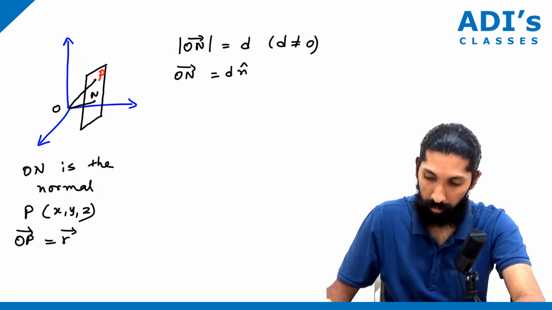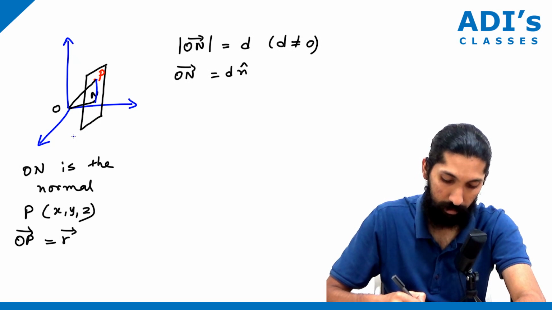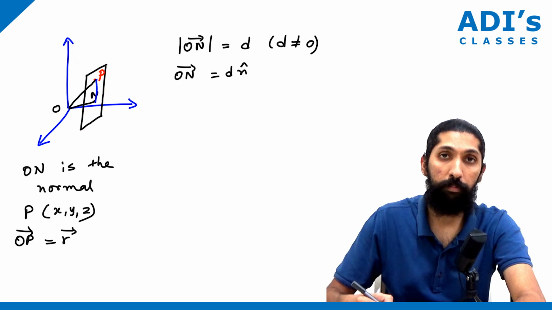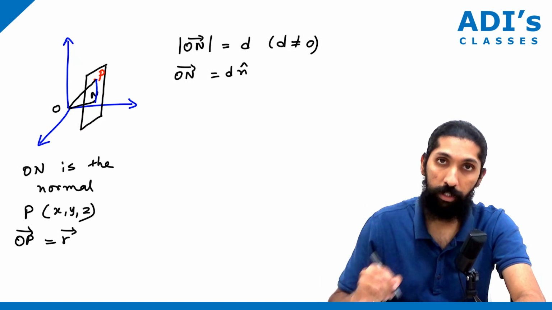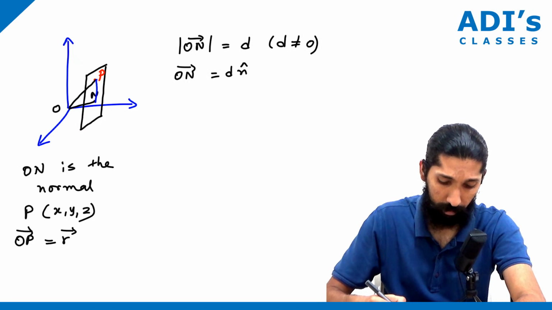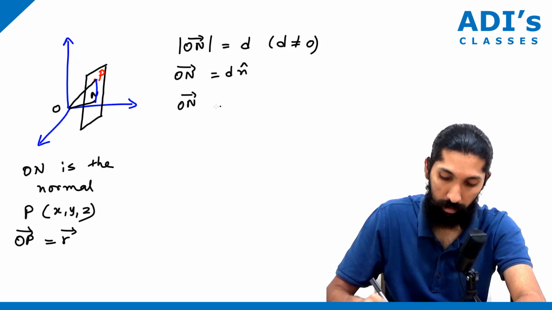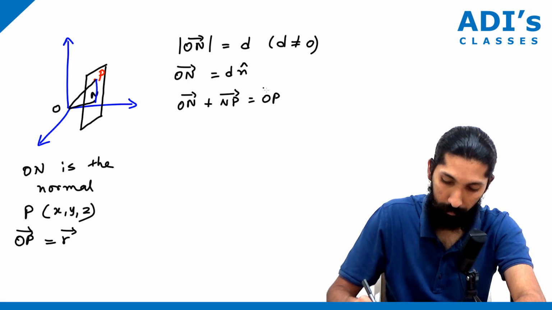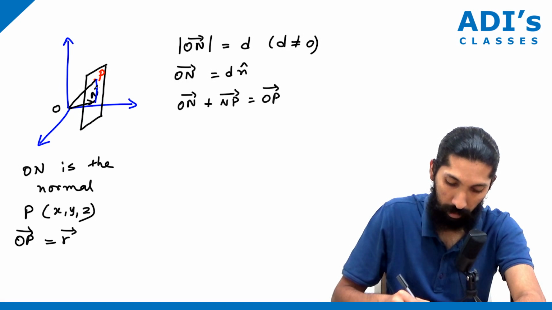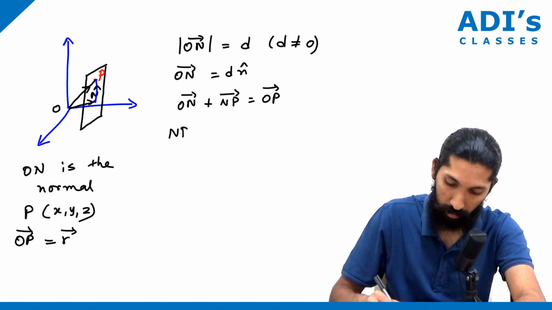Now here, suppose I join N and P like this? Look at this, O, N and P become a triangle, isn't it? Now, if you apply the triangle law of addition, what do we have? ON plus NP is equal to OP. Correct? ON plus NP is equal to OP. That means NP becomes OP minus ON.